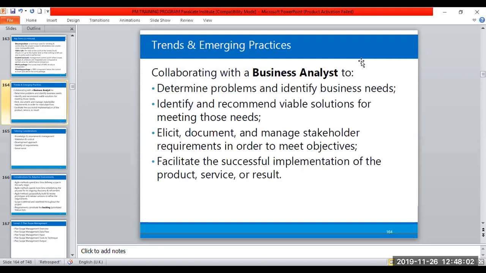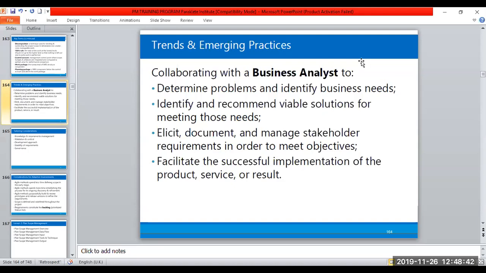Trends and emerging practices refer to what are the innovations, what are the current ways or the latest practices that surround this knowledge area or chapter. It entails collaborating with a business analyst. Now, you understand the role of the business analyst in the project is that he works in collaboration with the project team or project manager to define project requirements, collect those requirements, document those requirements, elicit the requirements, and of course, define the scope of the project effectively.